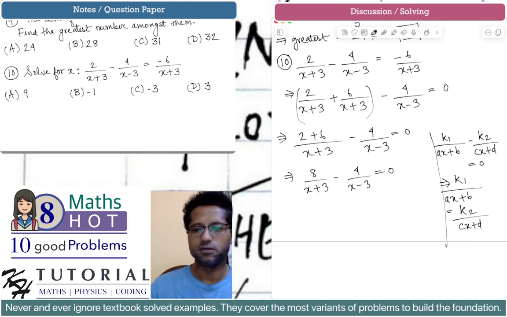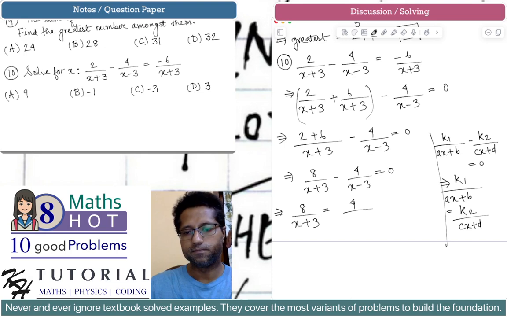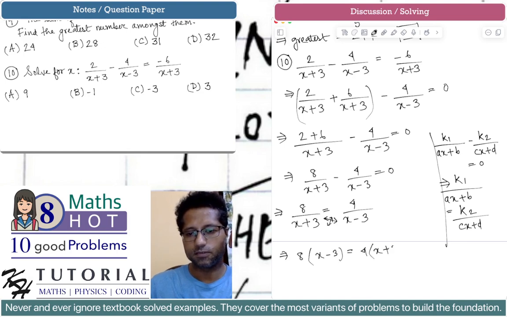Now you can do cross multiplication, and by applying the rule of cross multiplication you can solve the equation. So in this problem also we see the same form, and we can say that 8 by x plus 3, we will transpose the term minus 4 by x minus 3 to the right hand side, and we get 4 by x minus 3. Now we will do cross multiplication. So this implies 8 multiplied by x minus 3 is equal to 4 multiplied by x plus 3.